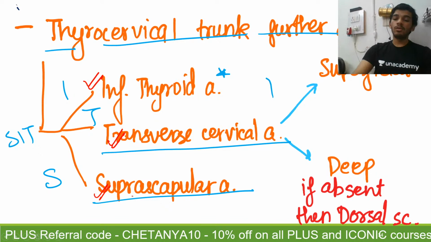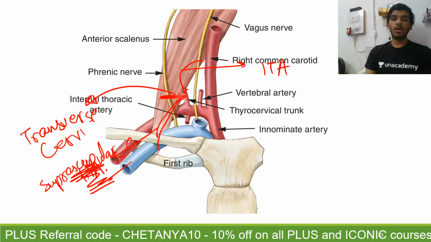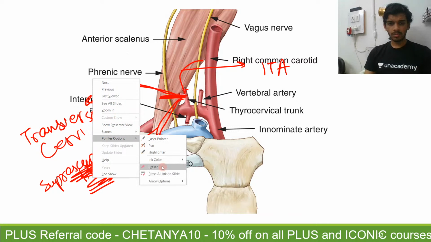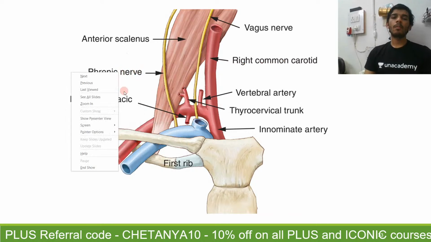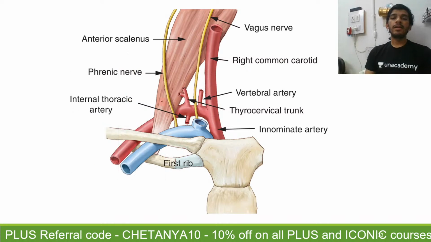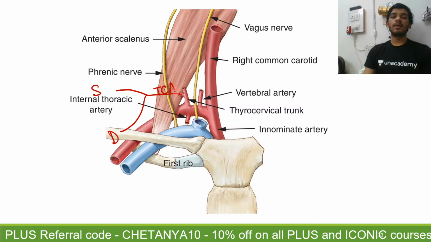Now the transverse cervical artery, as you can see, is a horizontal vessel here, and it divides into two: the superficial and deep branches.